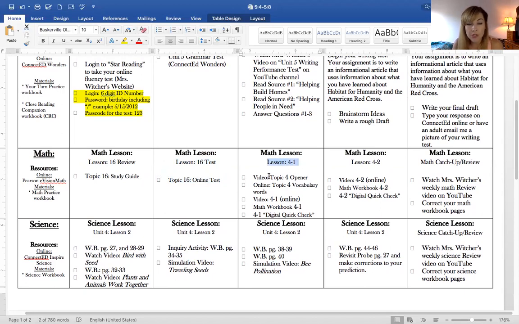There are a couple extra things you need to do. You need to do the topic 4 opener. You need to review the topic vocabulary words. From there, you're going to do the video 4-1, your workbook page 4-1, and then your digital quick check for 4-1. Remember, you need to make sure everything is submitted to me.